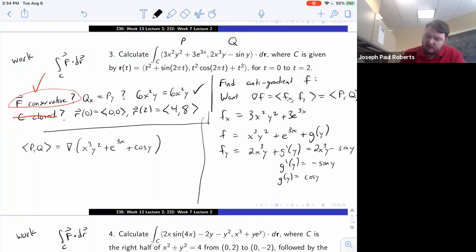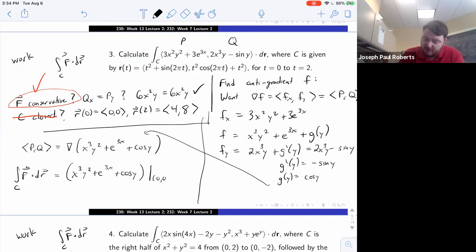And so therefore, the fundamental theorem of line integrals says that F dotted with dr is the change in this potential energy function, or potential function, or anti-gradient, whatever you want to call it, between the start and end points on this curve. We already figured out that those were (0, 0) and (4, 8). And so you get whatever this ends up being.